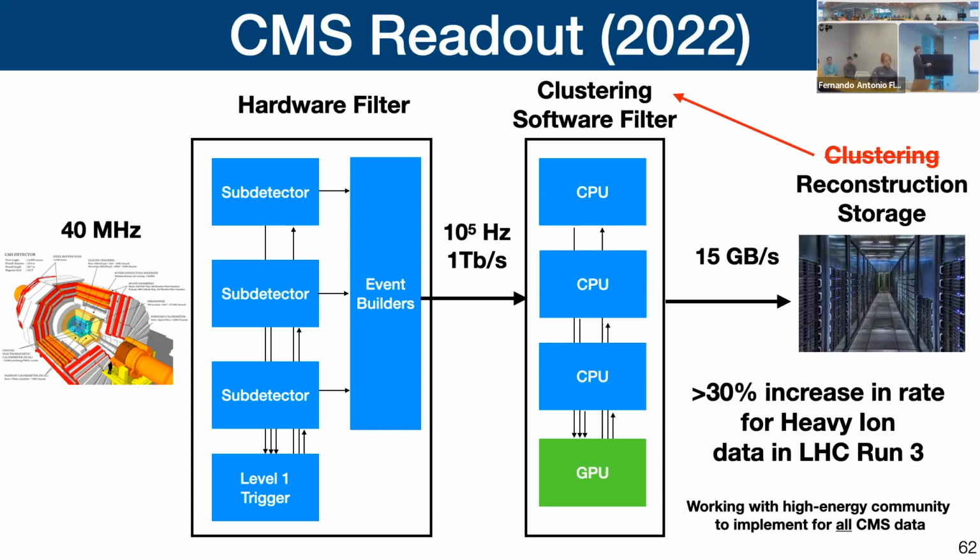And by doing this, we actually shrink the size of the data before we put it through that interlink. That means you can put more events through that interlink, so you can actually take more data. And this, combined with the addition of GPUs in the software farm, actually gives us a greater than 30% increase in the rate of heavy ion collisions taken by CMS for Run 3.